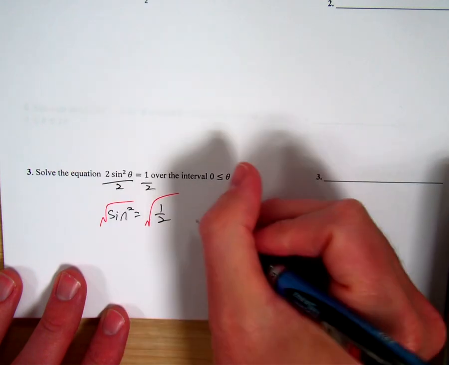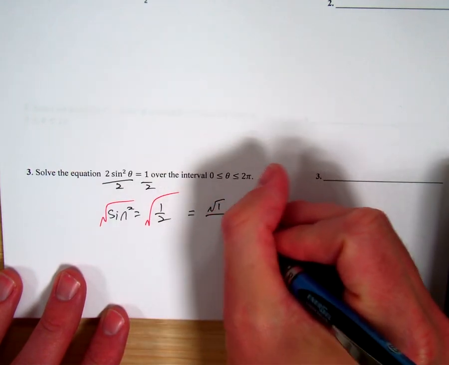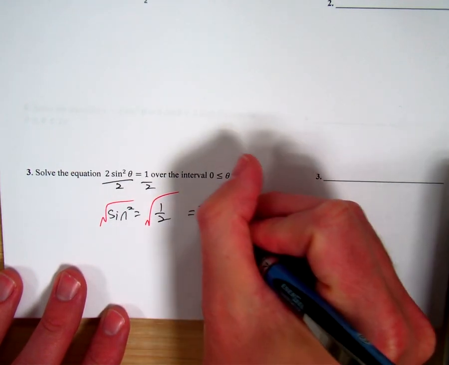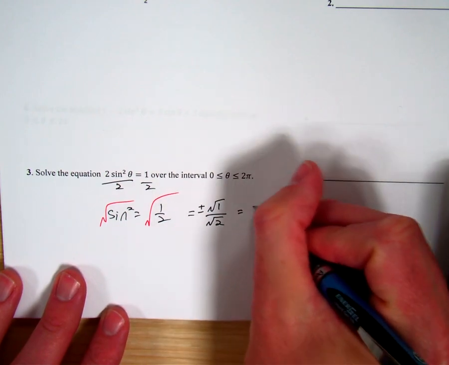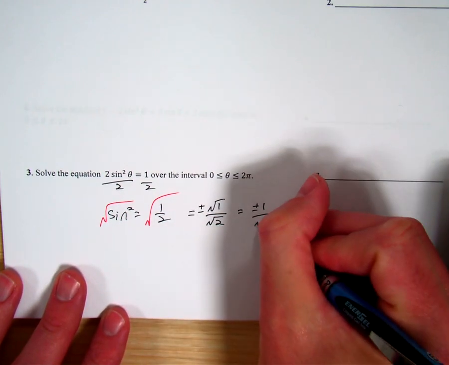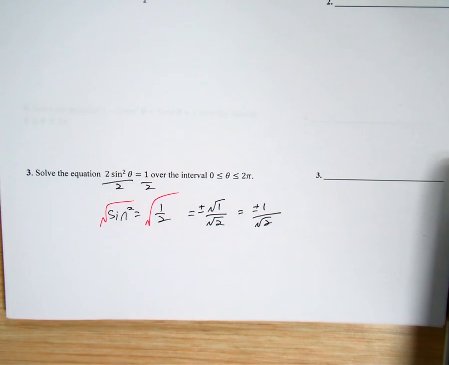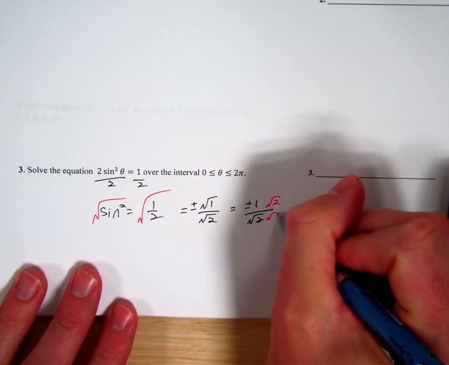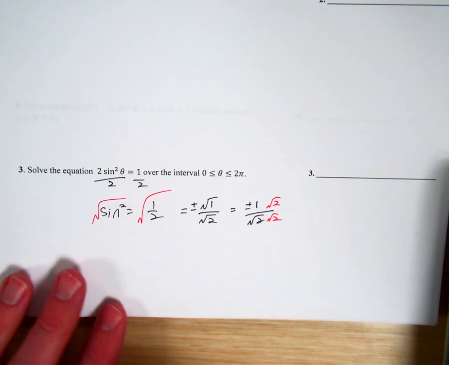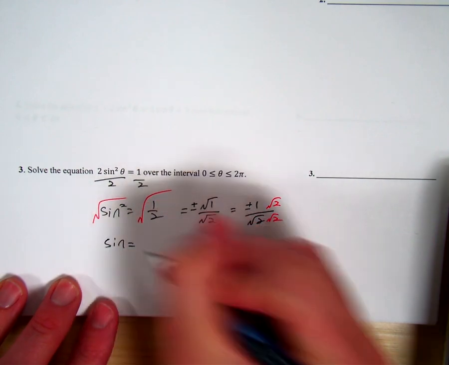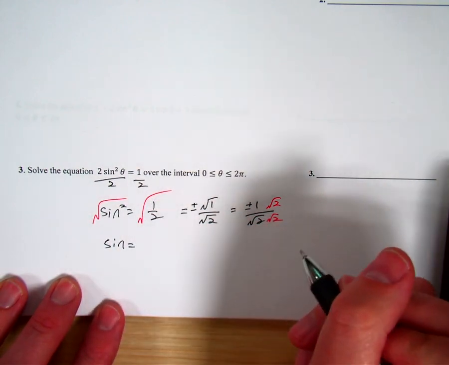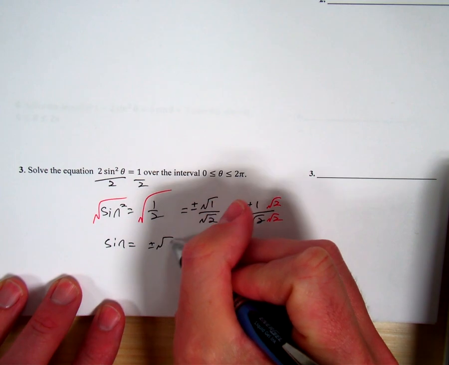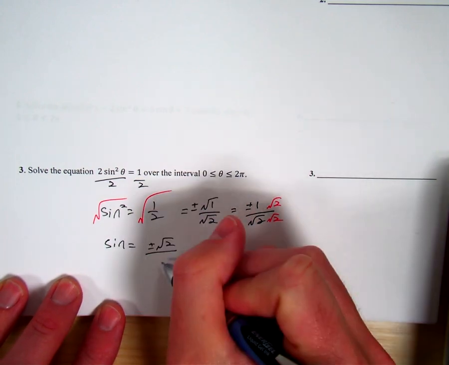And when I square root a half, we're doing the square root of 1 and the square root of 2. The square root of 1 is 1. And the square root of 2 stays. I can't do the square root of 2. And then we fix it. Radical 2 to the top and the bottom. And we'll have plus minus radical 2 over regular 2.